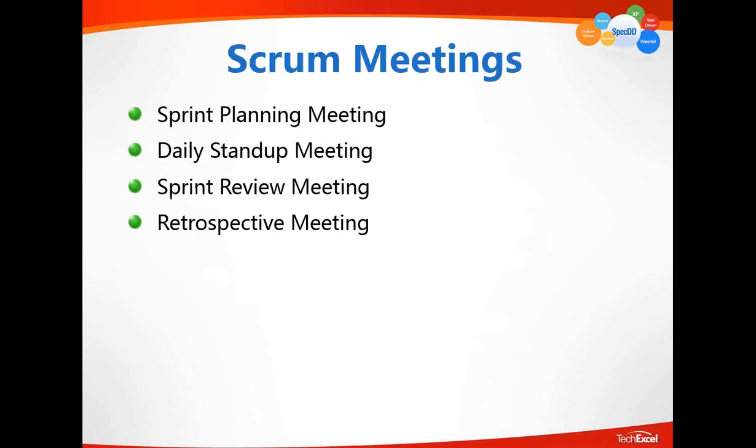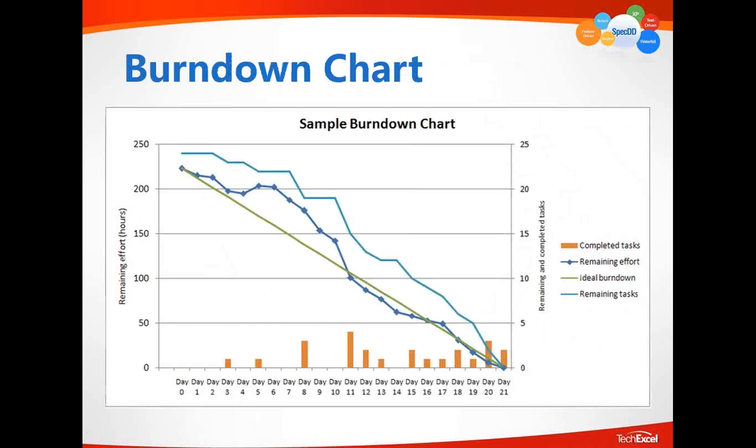So Scrum relies on a few meetings to make sure the process is properly managed. And here's the burn down report, often used for monitoring the progress of an Agile sprint. So on day 0, on day 1, the features and the tasks are committed, representing the workload of a team for the entire sprint.